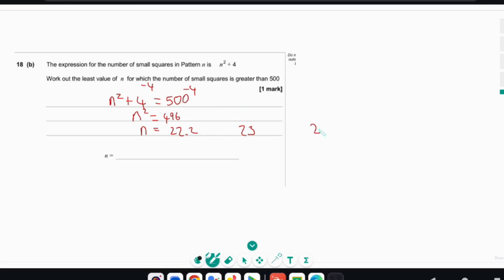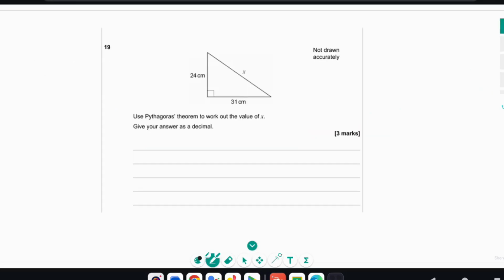Let's just check it. What's 23 squared plus 4? Type that in my calculator, it's 533. Just to show you why 22 would be too small, 22 squared plus 4 gives you 488, which is smaller than 500, so n is 23.